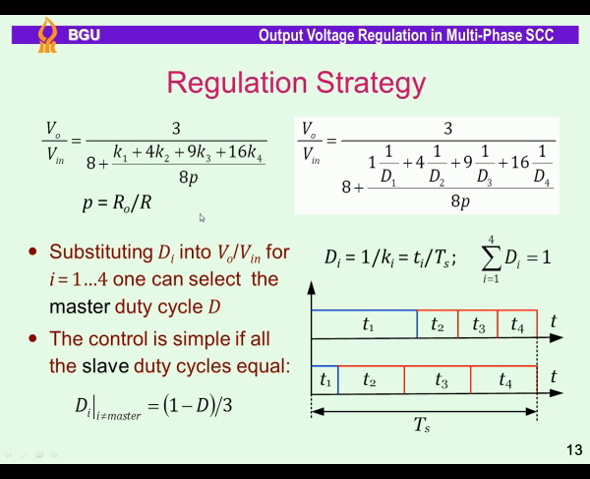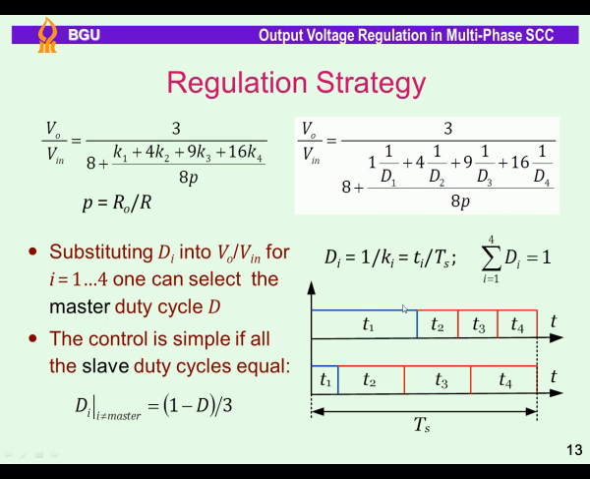Let's assume for simplicity that all the total resistors Ri are equal to R. Solving the above system, we find the conversion ratio Vout over Vin as a function of the factors Ki and normalized resistor P, which is equal to Ro over R. Now, we define partial duty cycles Di to be reciprocal to Ki and equal to Ti over Ts. An additional condition is that the sum of all the partial duty cycles should be equal to 1. Thus, the output voltage can be regulated by controlling some Di.